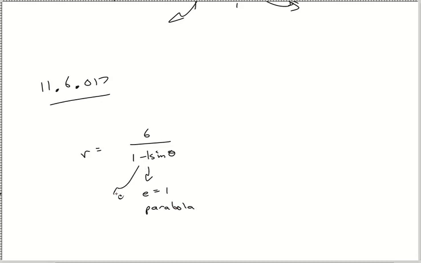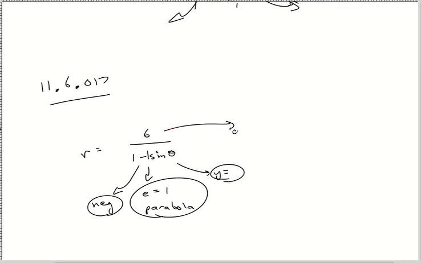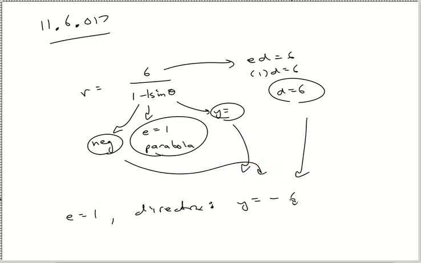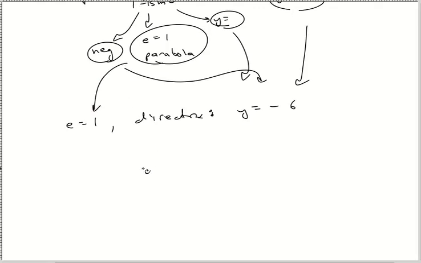It's a negative. If you notice right there, we got a negative this time. It's a negative parabola. I got a y equals. And if you see here, this is ed is equal to 6. My e is a 1. Therefore, d equals 6. And so putting it all together, eccentricity is 1. My directrix is y equals a negative 6. y equals negative 6. e was really simple.